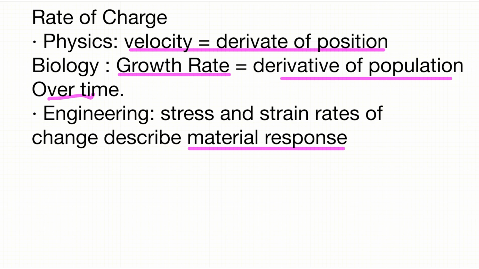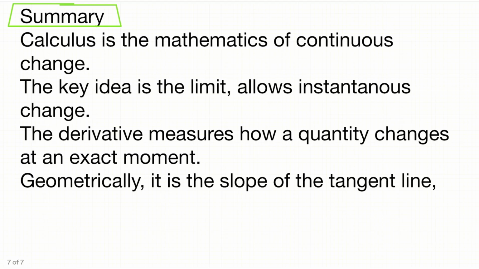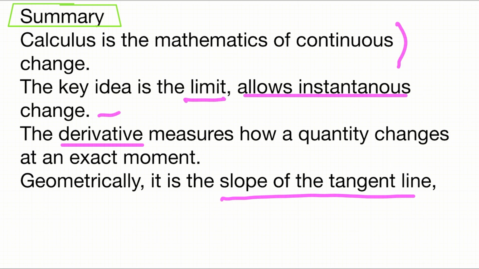It's ubiquitous. So in summary, calculus is the mathematics of continuous change. The key idea here is the limit, which allows instantaneous change. The time is going to be squeezed down to a very small interval, and we're looking at just a continuous point in time. So the derivative, which is a key measure in calculus, measures how a quantity changes at an exact moment. And we just saw geometrically it is the slope of the tangent line.